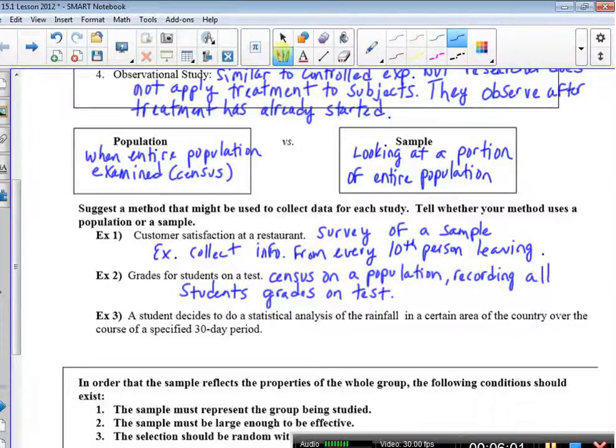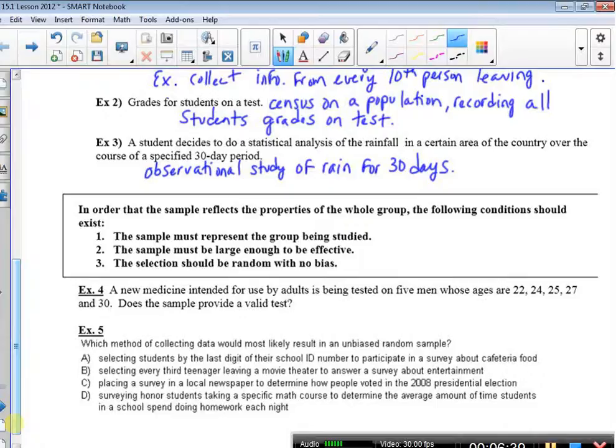And then a student decides to do a statistical analysis of the rainfall in a certain area of the country over the course of a specified 30-day period, would be an observational study of rain for 30 days. And it would be a population. I don't know that we'd really apply a population or a sample because it's an observational study of rainfall. I think that one doesn't apply.